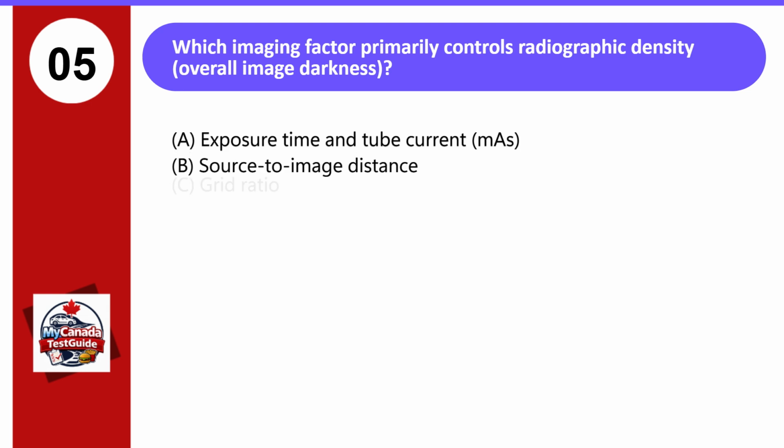Which imaging factor primarily controls radiographic density, overall image darkness? A. Exposure time and tube current, mAs. B. Source-to-image distance. C. Grid ratio. D. Beam filtration. Answer, A.